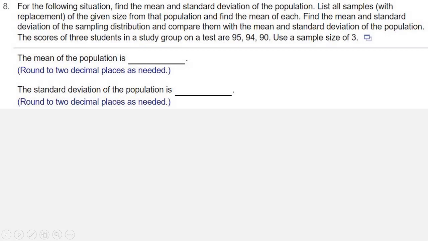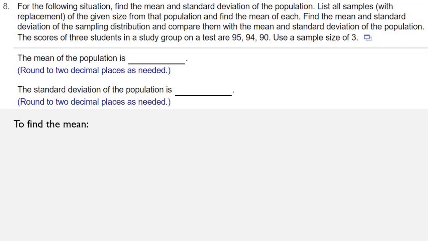For the following situation, find the mean and standard deviation of the population. List all samples with replacement of the given size from that population and find the mean of each. Find the mean and standard deviation of the sampling distribution and compare them with the mean and standard deviation of the population. The scores of 3 students in a study group on a test are 95, 94, and 90. Use a sample of size 3.